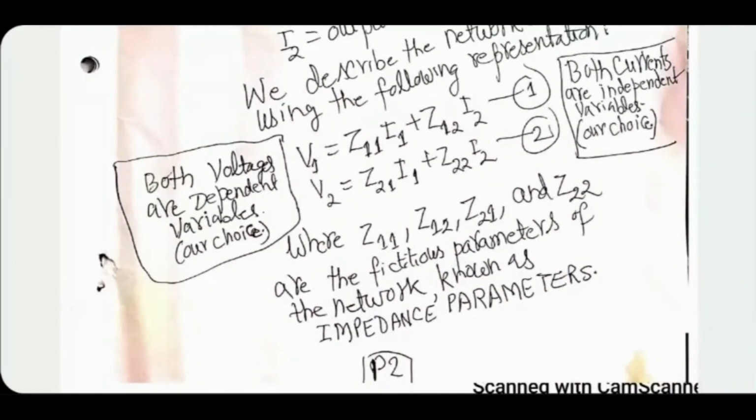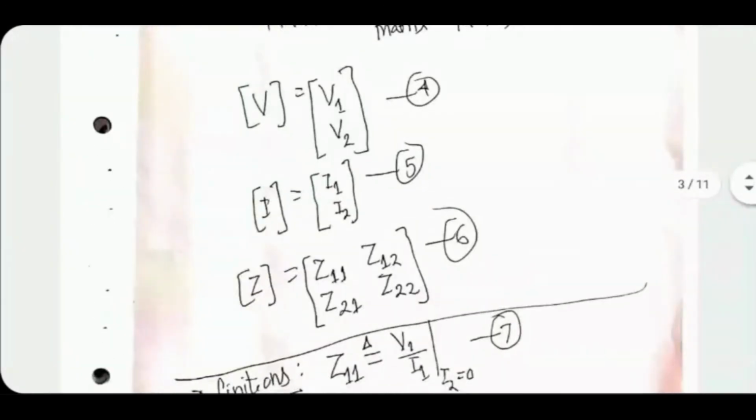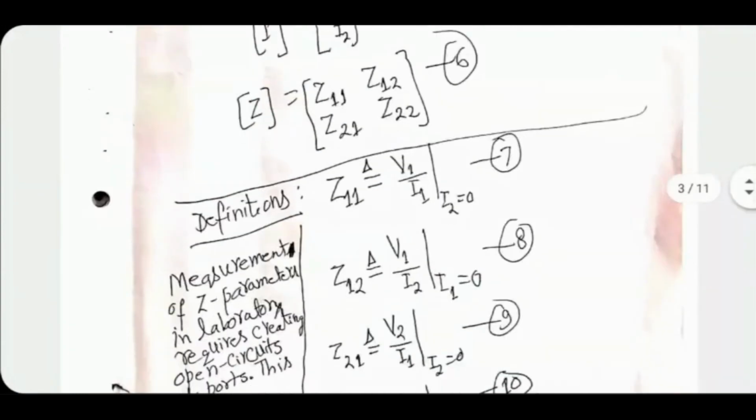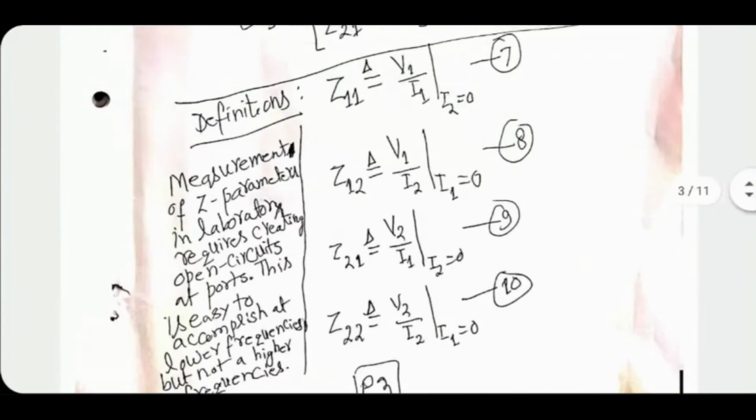Z12 can be obtained under the condition when I1 is 0, and you take the ratio V1 upon I2. And in a similar manner, Z21 is V2 upon I1 when I2 is 0. So basically, open circuits need to be created for measuring these parameters in the lab or even for theoretical analysis. These are fictitious parameters which govern the behavior of the network. These are the 4 definitions.